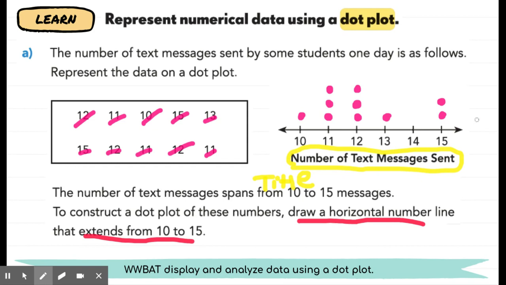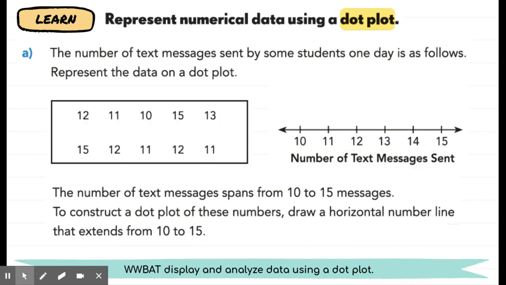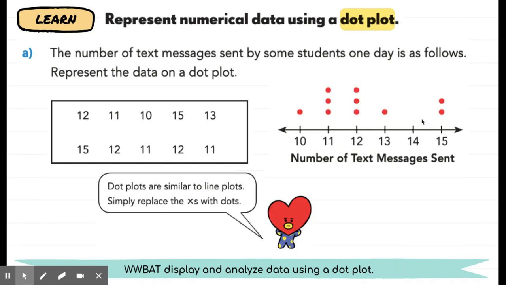So you might have already noticed that the dot plot is very similar to the line plot, but instead of having x's, we are representing the frequency using circles or dots. And each dot in this case represents one student.